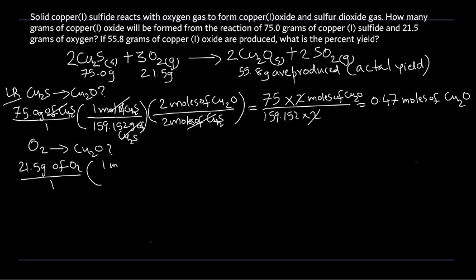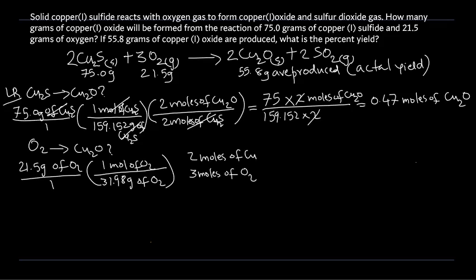So we know in 1 mole of oxygen, the molar mass of oxygen is going to be 31.98 grams of oxygen, right? And then for that moles of oxygen, I will compare the stoichiometric relation, the mole ratio in the balanced chemical equation. So 3 moles of oxygen gives 2 moles of copper 1 oxide. Now I can cancel grams of oxygen, moles of oxygen, and I will have moles of copper 1 oxide.